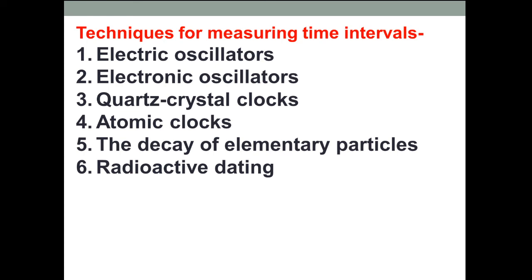The first cesium atomic clock was designed in 1964. This cesium clock may be replaced by hydrogen laser clock for more accuracy in measuring time intervals. The fifth is the decay of elementary particles.